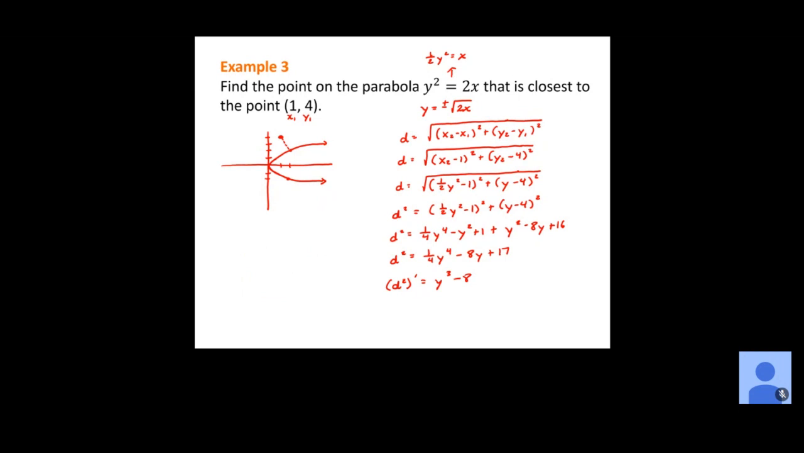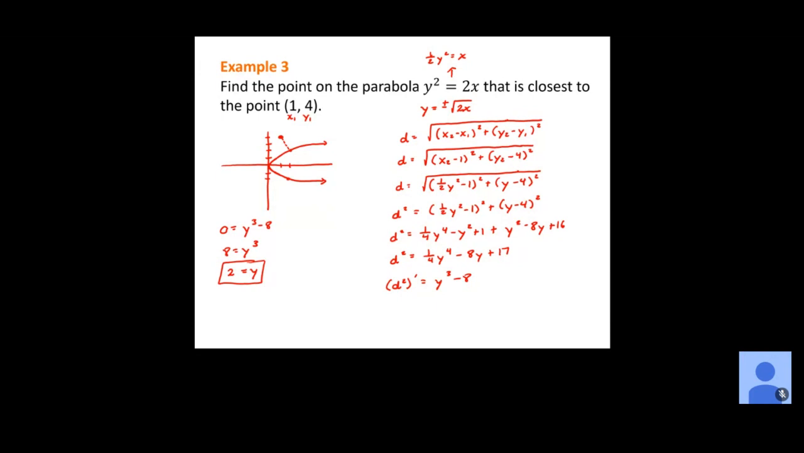Good. Now we can set it equal to 0 because we're trying to minimize that distance. So we're going to have 0 equals y cubed minus 8. How are we going to solve that? Good. Add our 8. So we get 8 equals y cubed. And then we can do what? Take the cube root. What's the cube root of 8? 2. Perfect. So now we know the y value is going to be 2.